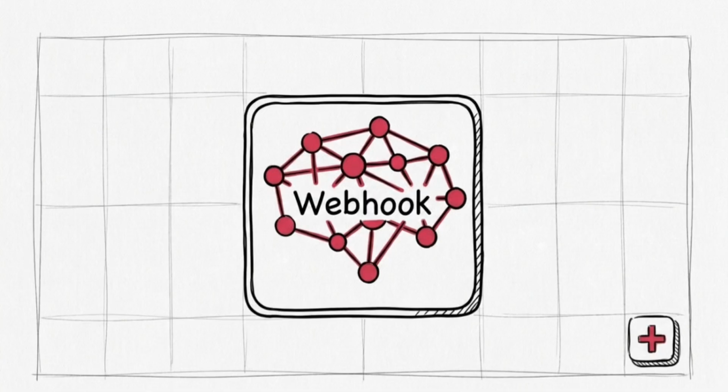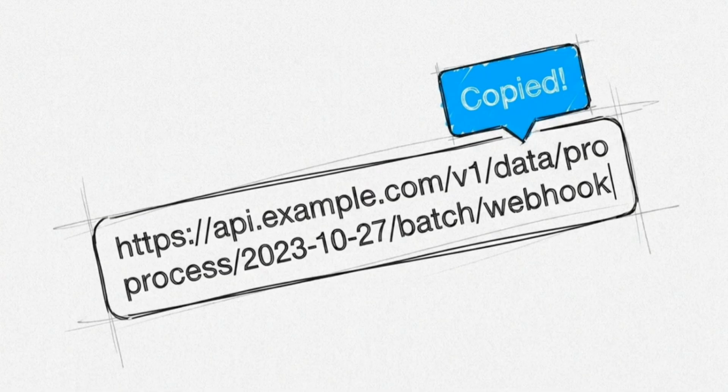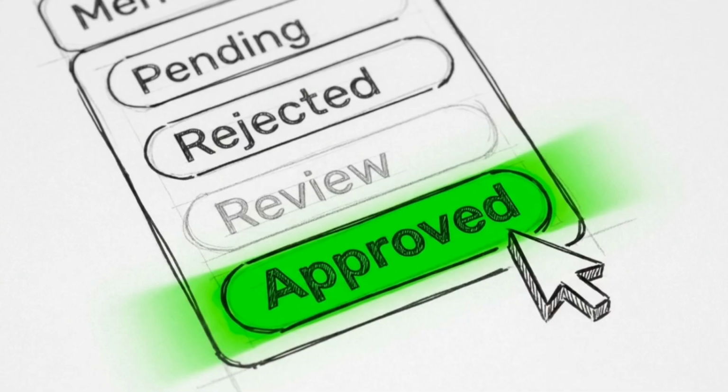We start by configuring the trigger. In the N8N canvas, create a new Webhook node to listen for incoming data. Copy the Webhook URL and paste it into Notion's automation settings. Set the trigger to fire specifically when an item's status is marked as approved.